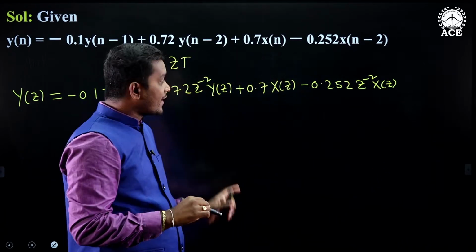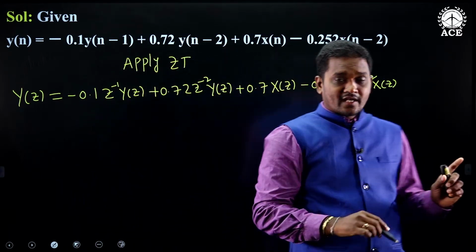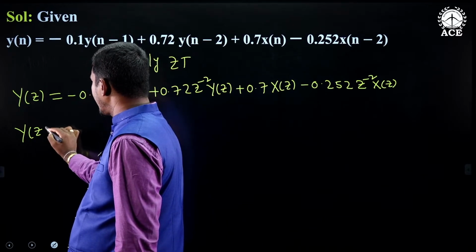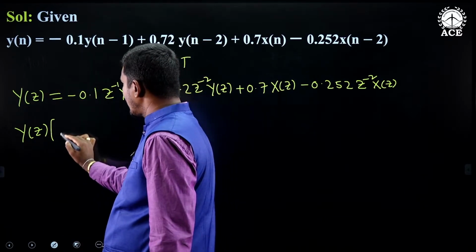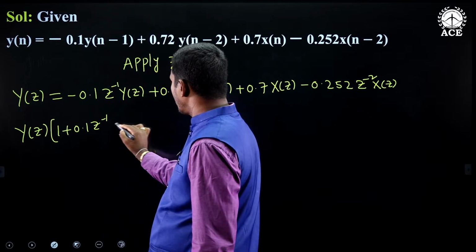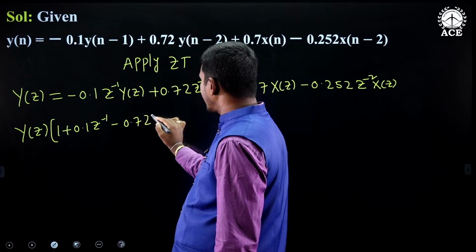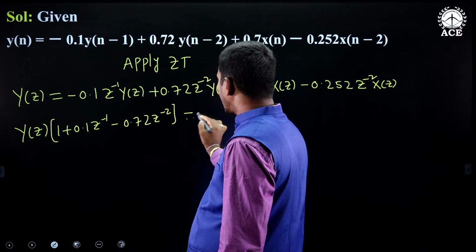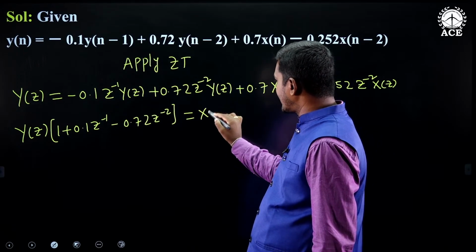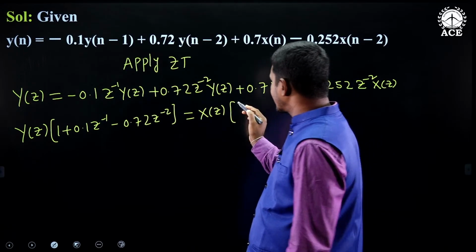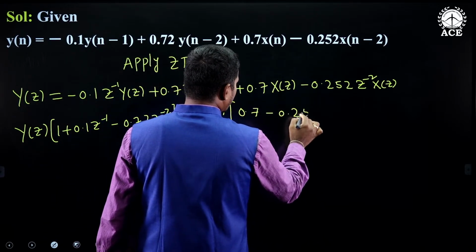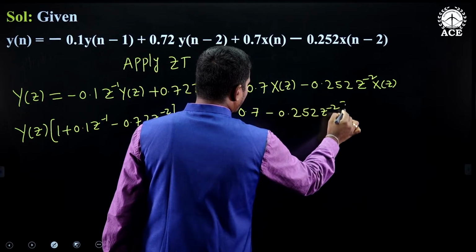Understood? Now, let us take Y of z common. If I take Y of z common and send the y terms to that side, then 1 plus 0.1 z inverse minus 0.72 z power minus 2 equals, I am sending all the y terms that side. Now the x terms on the right side. If I take X of z common, 0.7 minus 0.252 z power minus 2.